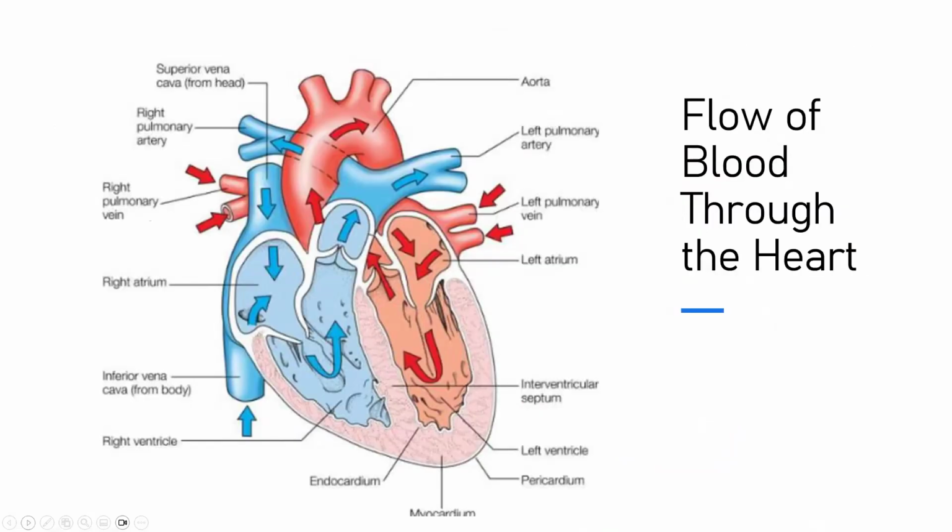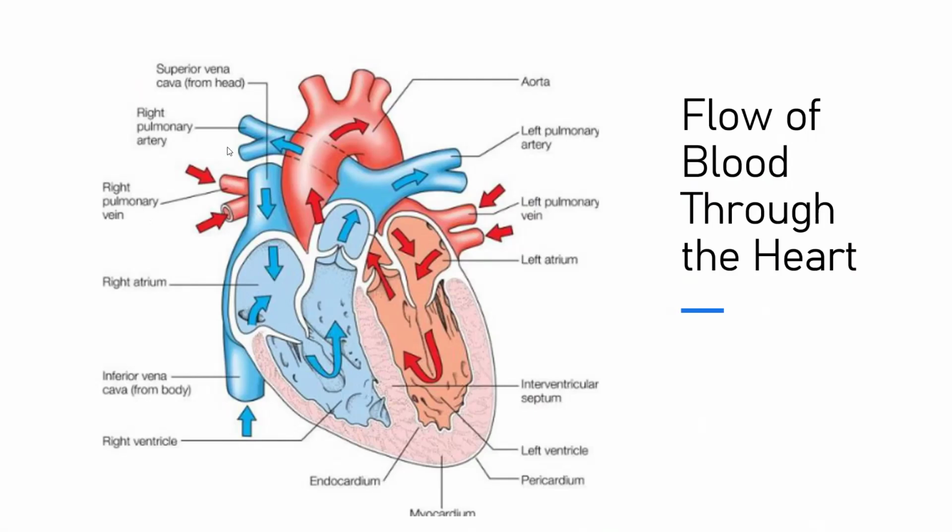Okay, so let's talk about the flow of the blood through the heart. All right, and here's where we get the blue and the red going on. Okay, so blood is coming from the body. When blood comes from the body, it is used up. It's still blood, but everything that blood was carrying has been used up. Oxygen, nutrients, all of it, okay?